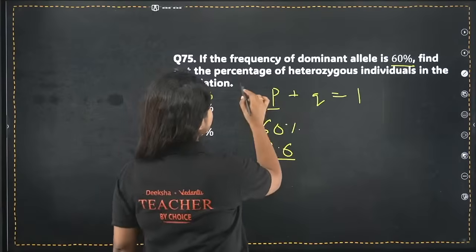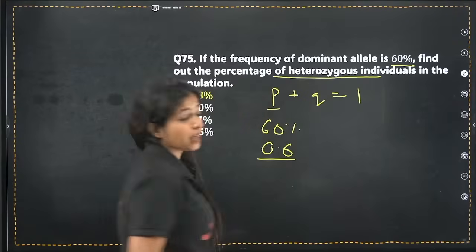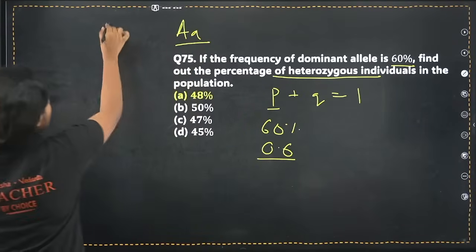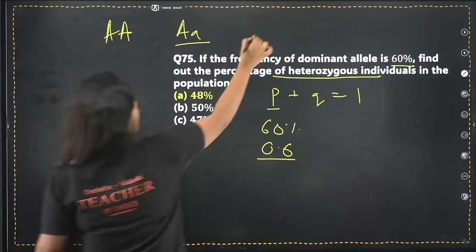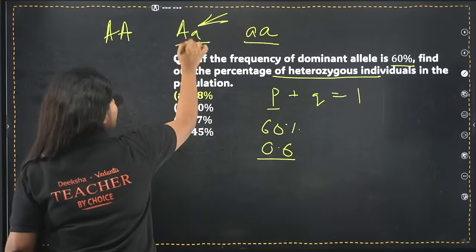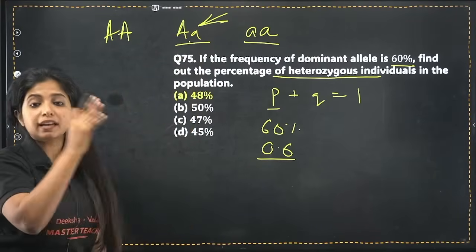Now, what do I have to find? I have to find the percentage of heterozygous individuals. That means an organism that looks like capital A and small a. I'm not talking about homozygous dominant, I'm not talking about homozygous recessive, I'm talking about the percentage of heterozygous ones.